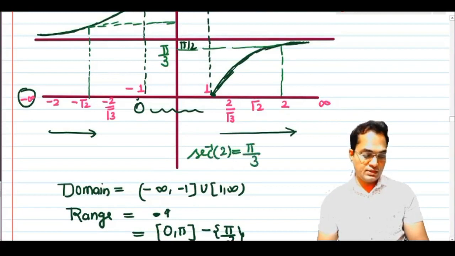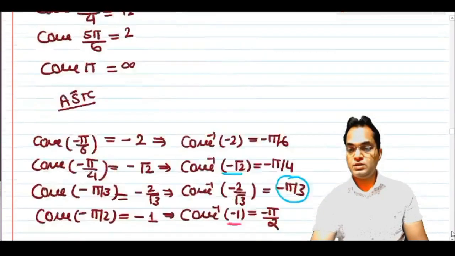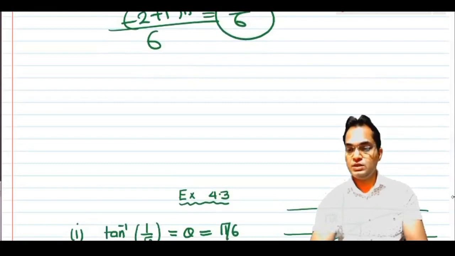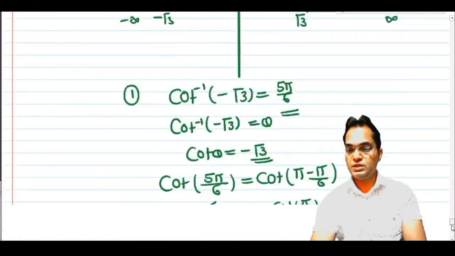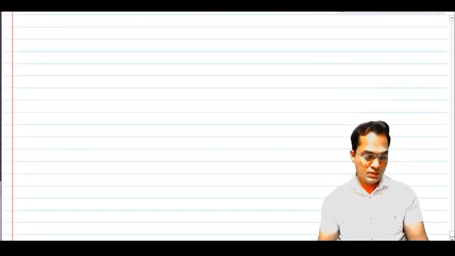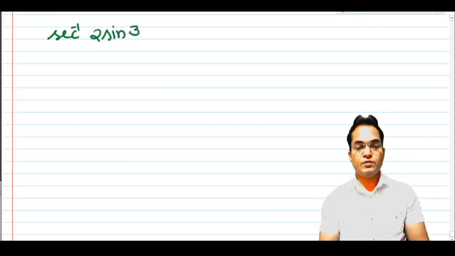And the third is sec inverse of 2 times sin 3 pi by 4. Now we are going to take this vacant space, or you can say going to the downside here. Okay. Now the third question is sec inverse of 2 times sin 3 pi by 4. What is sin 3 pi by 4? It is sin of pi minus pi by 4.